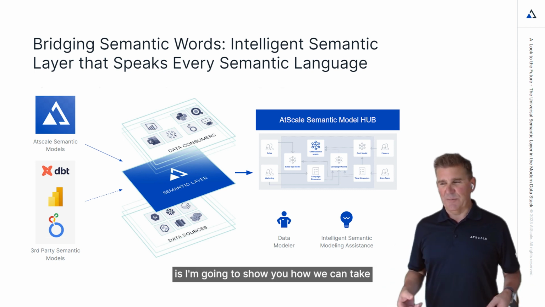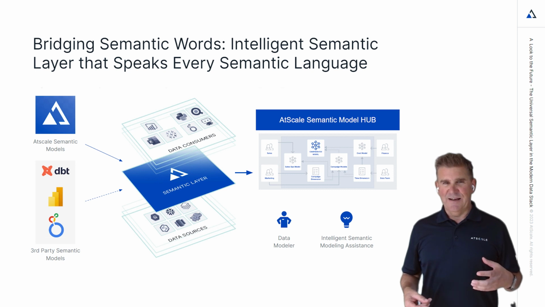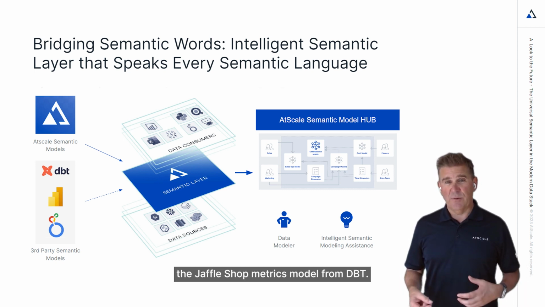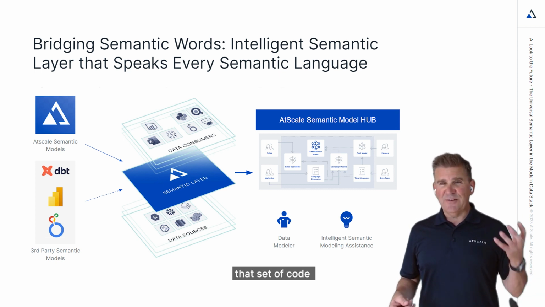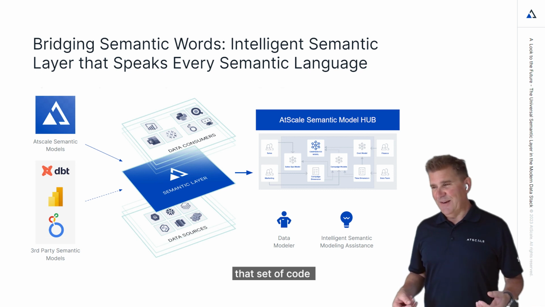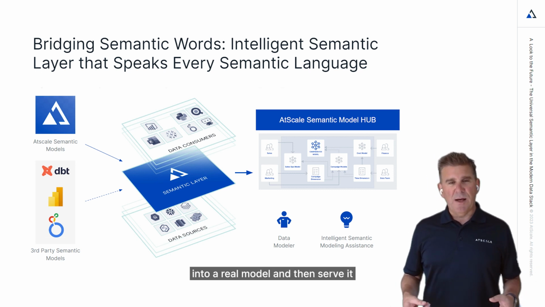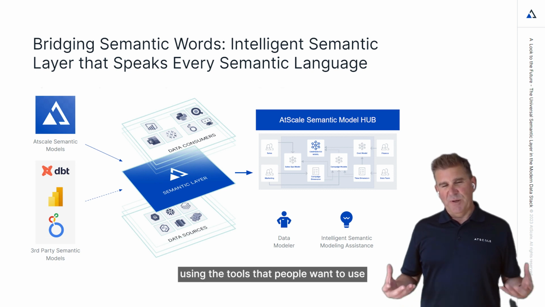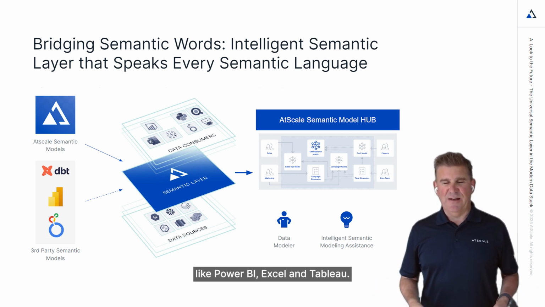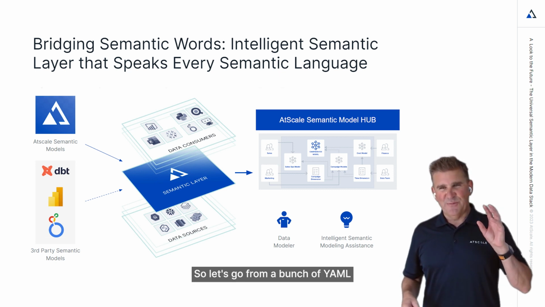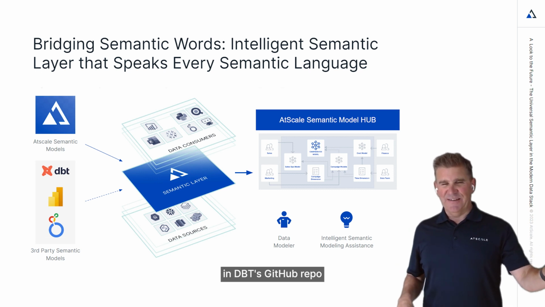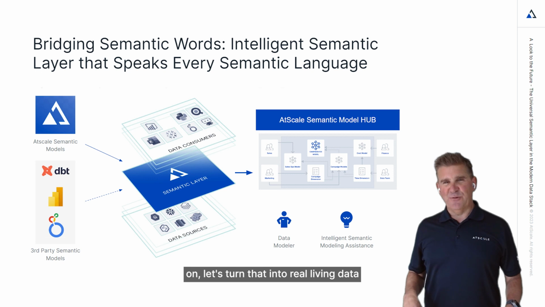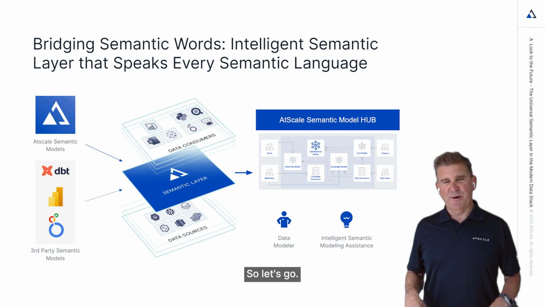What I'm going to do is show you how we can take the Jaffle Shop metrics model from dbt. It's in dbt's GitHub repo. And we're going to turn that set of code, that set of markup language, into a real model, and then serve it using the tools that people want to use, like Power BI, Excel, and Tableau. So let's go from a bunch of YAML in dbt's GitHub repo and turn that into real living data where users can actually explore it and ask questions about it. So let's go.